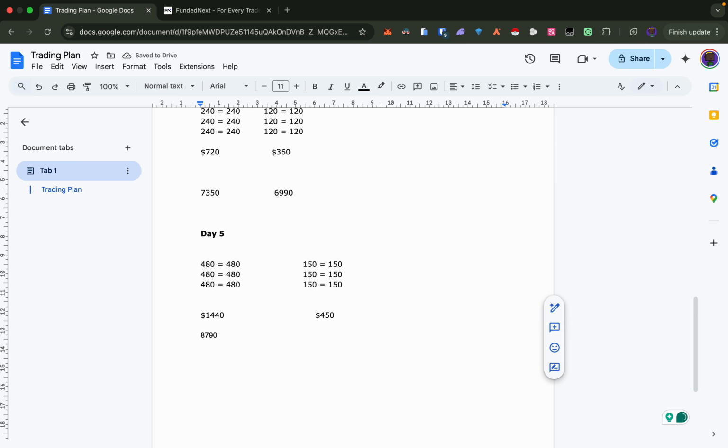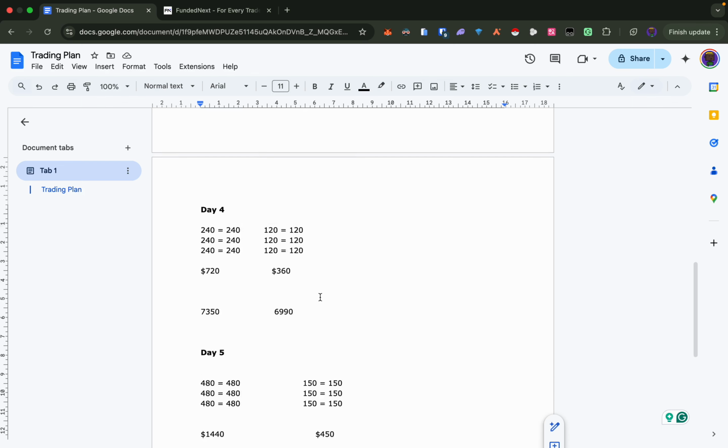So let's calculate the second last one. 6,990 plus 450. You'll be making 7,000. This one is safe. 7,440. So that means you made 1,440 for the week, which is not so bad. But look at the difference here. If you're a conservative person, you don't like to risk too much, you can follow this one. If you have a higher risk level, you can follow this one.